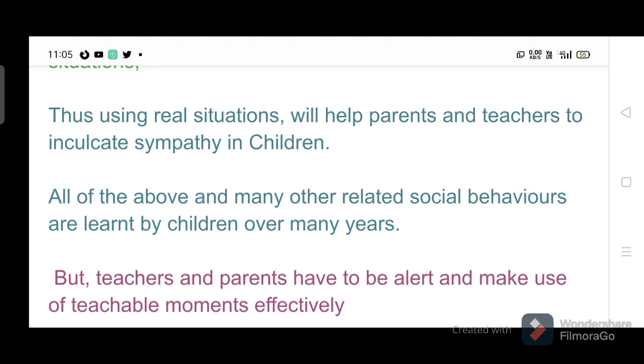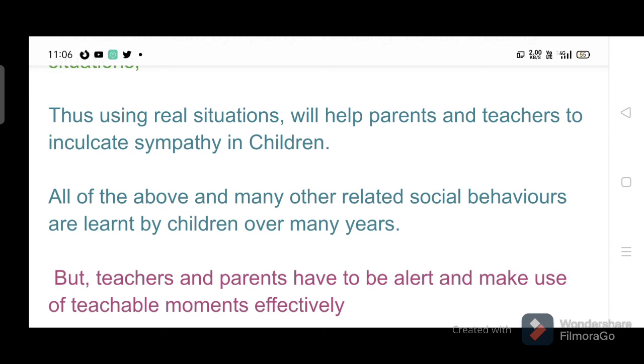Also, you can use situations you come across in the school, preschool, and in others' lives, and you can show the children such situations in the media, to inculcate the feeling of empathy among the children. So this is about empathy and sympathy.